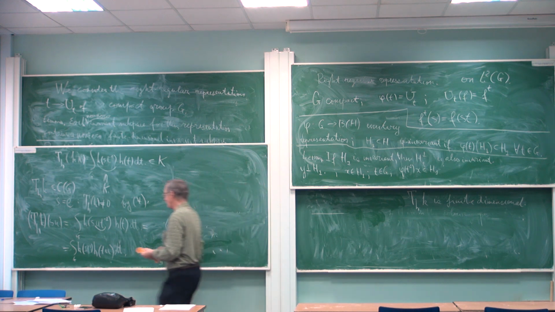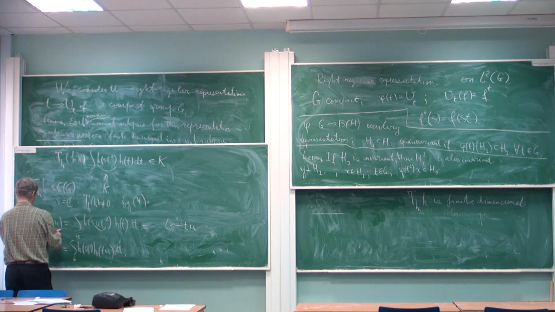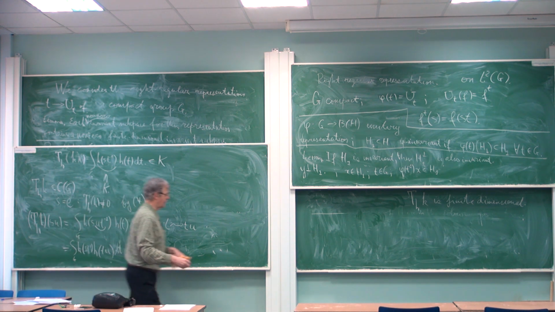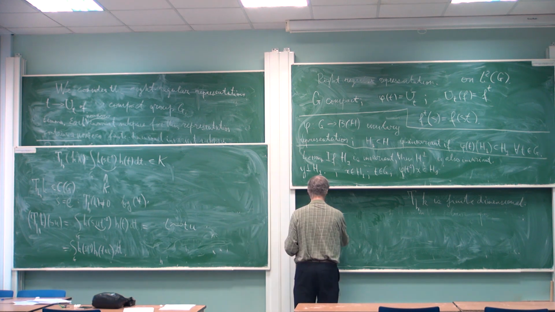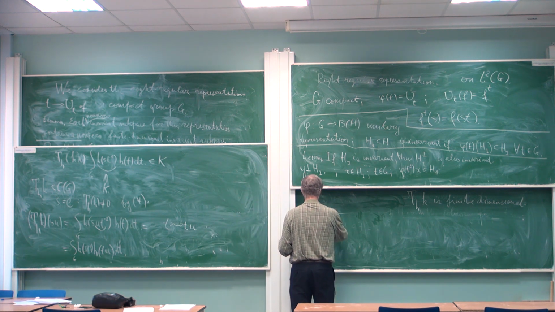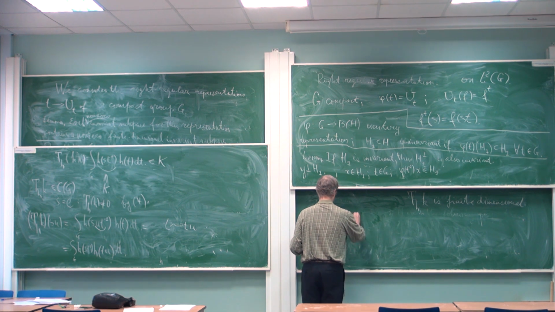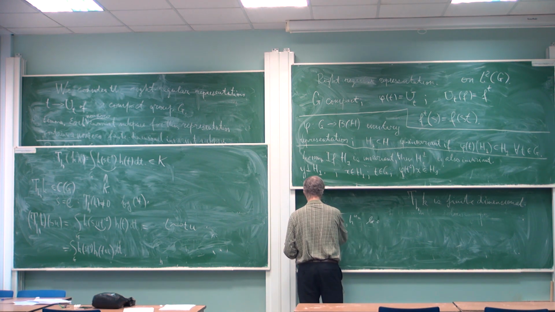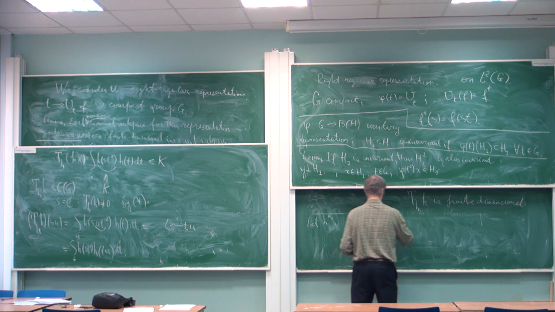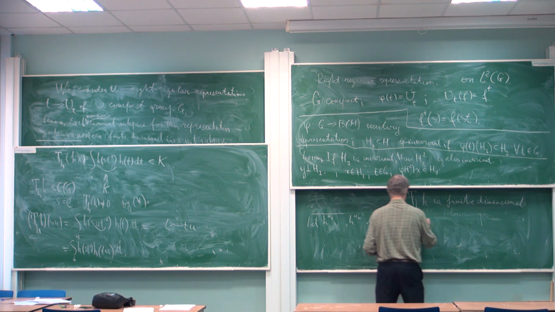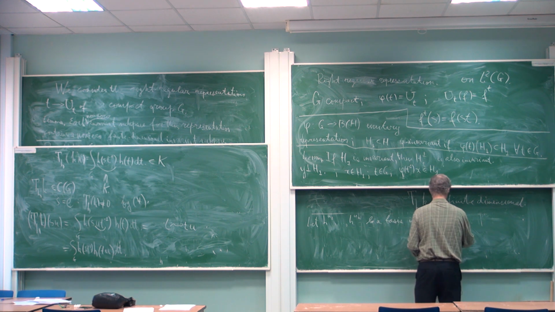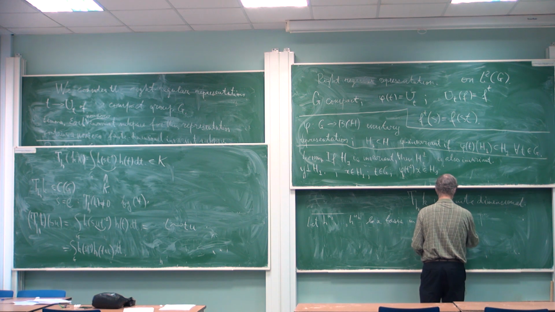And to do this, we use this representation of the shift of THK, and let HU1 and so on, HUN be a basis in the linear span of HS, where U runs over G.